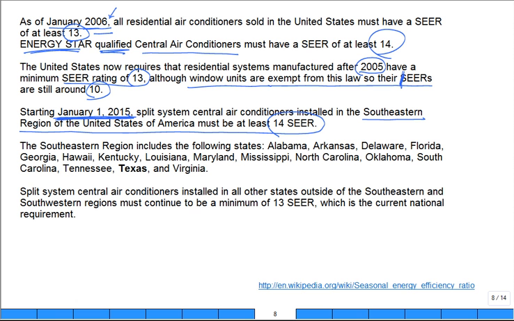So these things creep in. What is the southeastern region? Well, Alabama, Arkansas, Delaware, guess what? Look at what's common in these. Well, they're in the southeastern part of the United States.